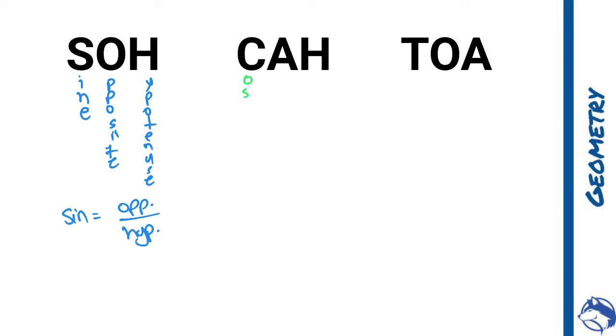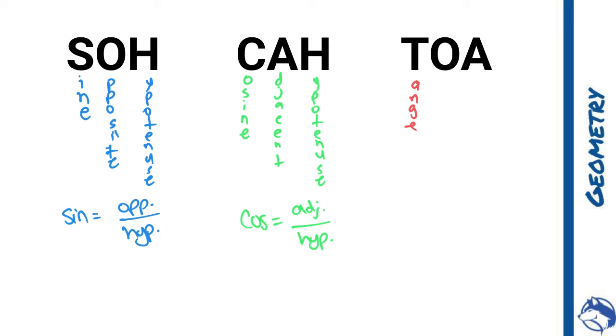Ka, you guessed it, it's the cosine, is the adjacent over the hypotenuse. So I can go ahead and write that out. Cosine is the adjacent, then it's over the hypotenuse. Last one is we've got the tangent is the opposite over the adjacent. So I can write that as tangent is equal to the opposite over adjacent.